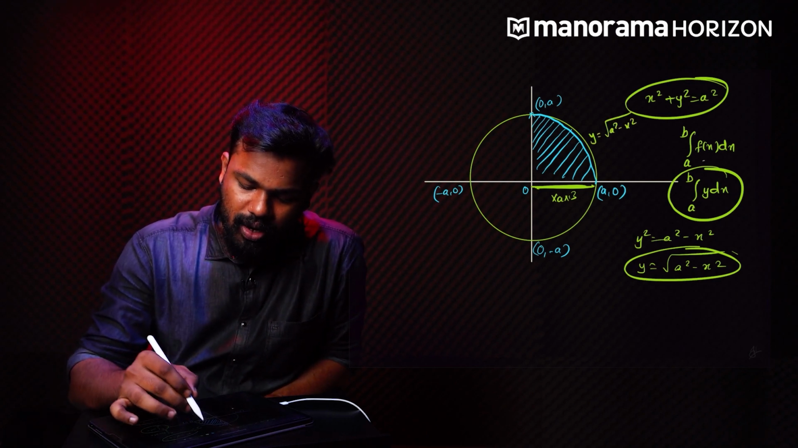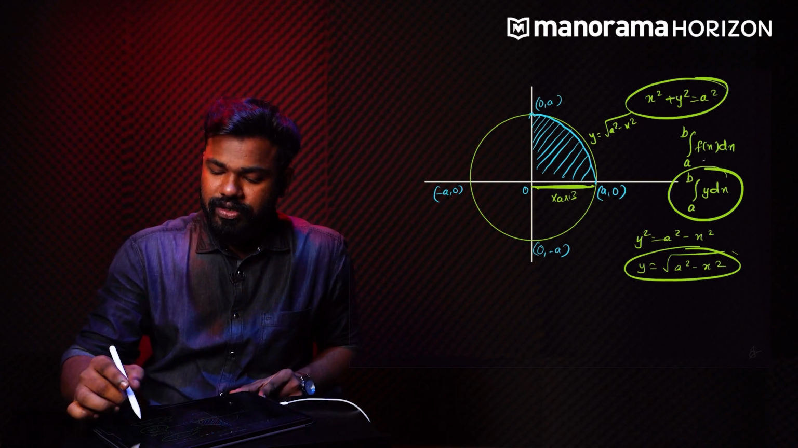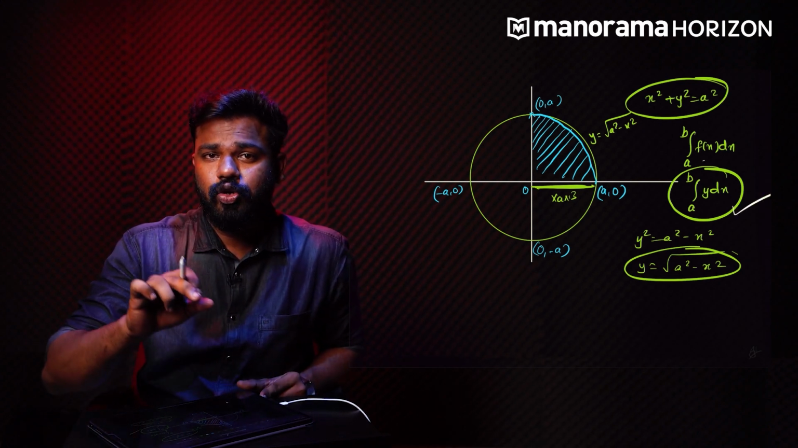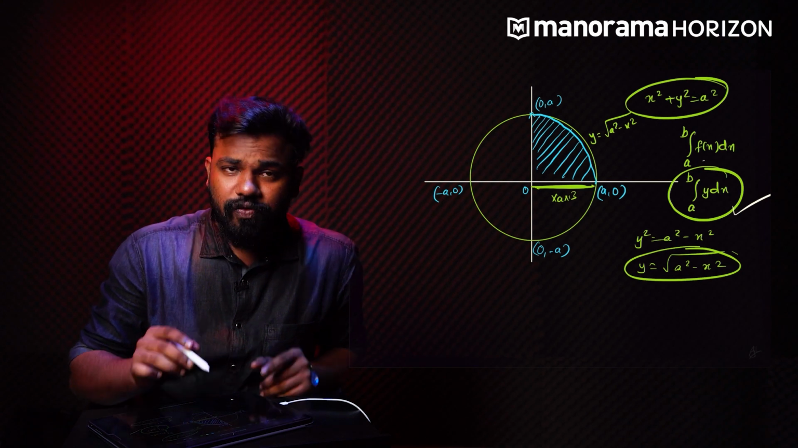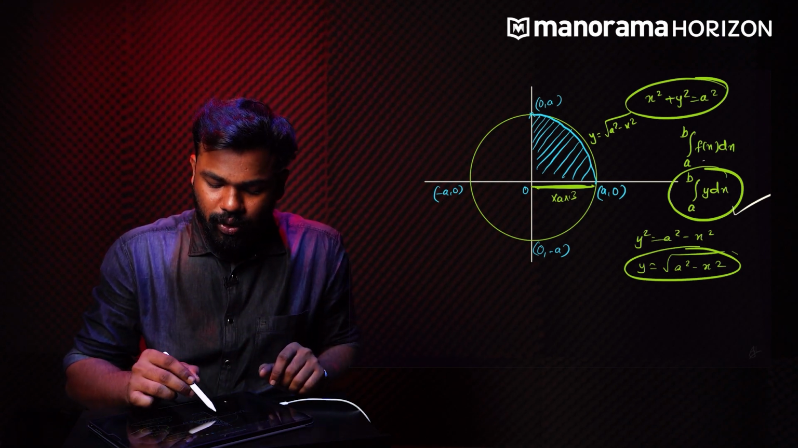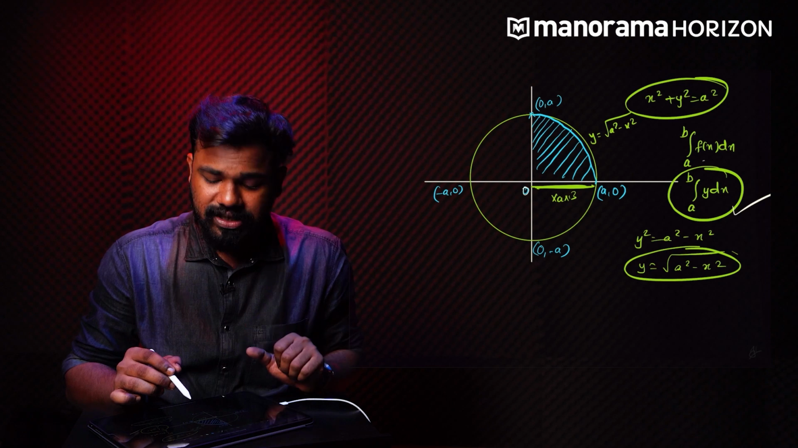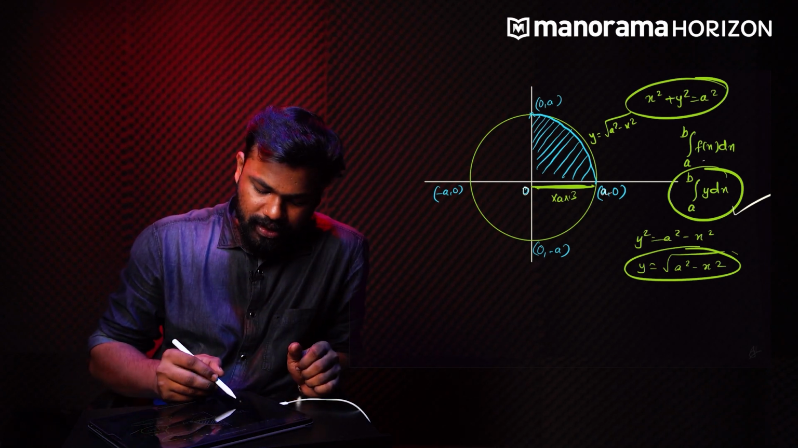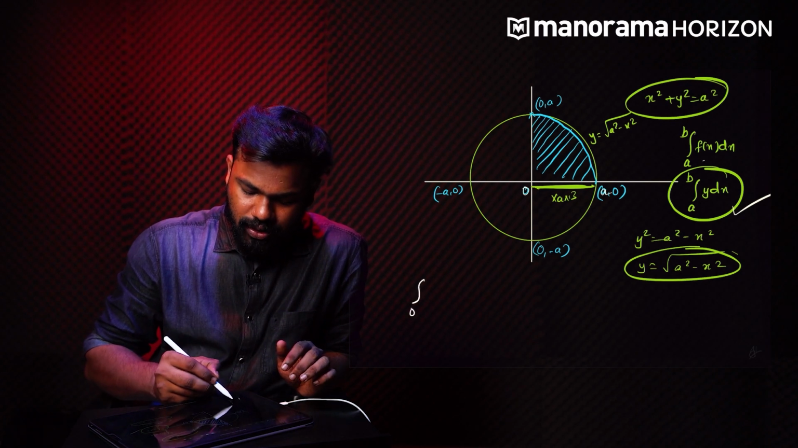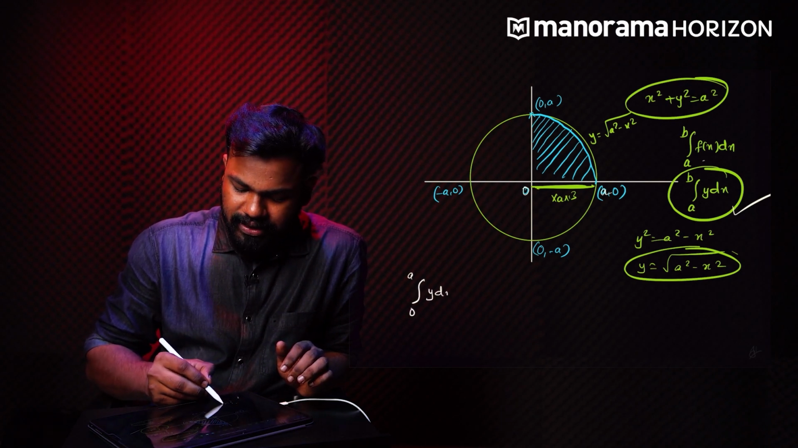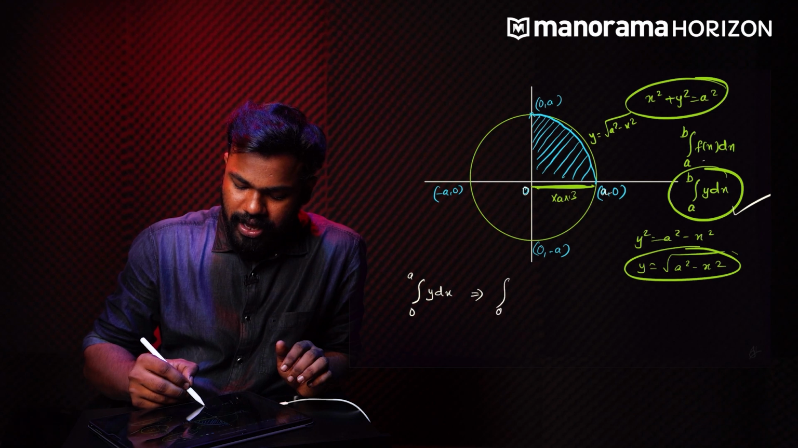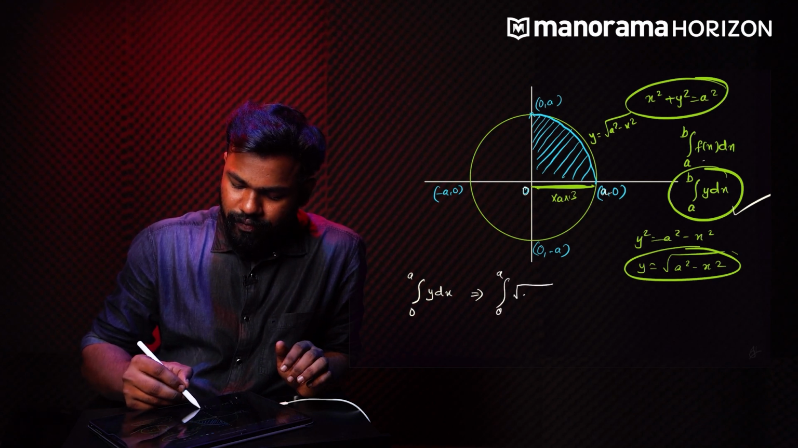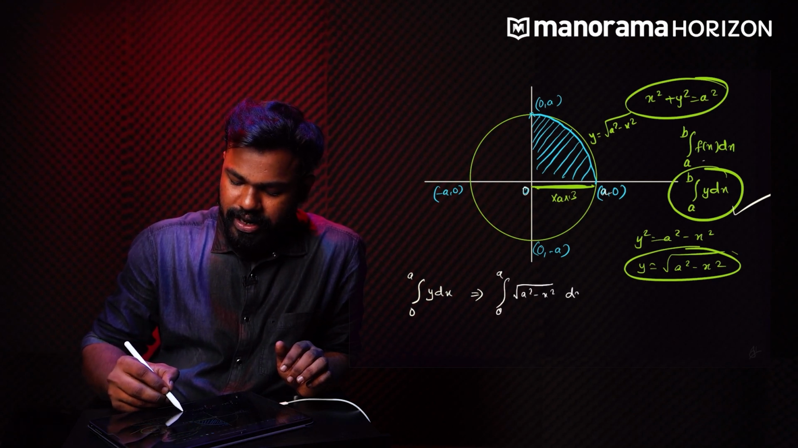Now I need to find the area using the form that we just studied, that is integral a to b f of x dx. To find the area of the first quadrant, what is a here? The initial point is 0. And what is the final point? It is a. So instead of a to b, it will be integral 0 to a of y dx, which is nothing but integral 0 to a of root of a square minus x square dx.